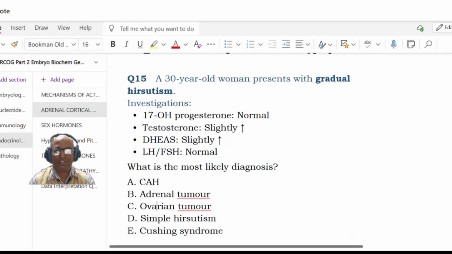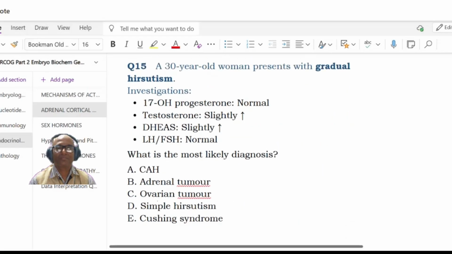Next. A 30-year-old woman presents with gradual hirsutism. Progesterone levels are normal. Testosterone is slightly higher. DHEAS is slightly higher. LH and FSH are normal. What is the most likely diagnosis? CAH, adrenal tumor, ovarian tumor, simple hirsutism, Cushing syndrome.